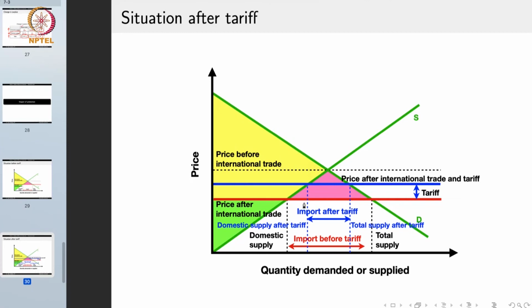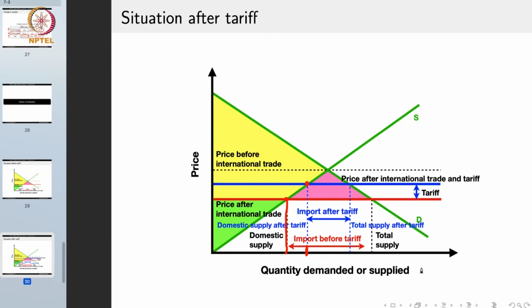Now, in such a situation, what happens? Earlier, we were observing that this much was the domestic supply. So the domestic supply was given by the point of intersection of the domestic supply curve with the international price or the world price. Now the price has increased because of the tariff. And so now the domestic supply after the tariff is given by this point, where the domestic supply curve is now intersecting the new price curve. And at this price point, this much is the quantity that is supplied domestically.